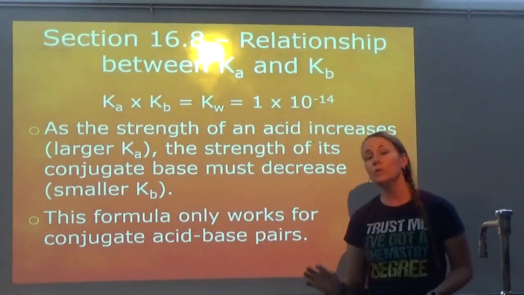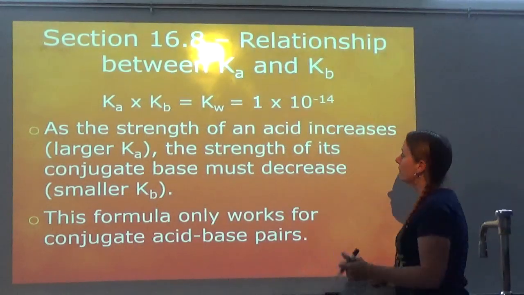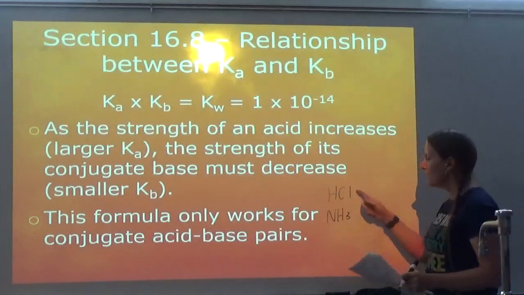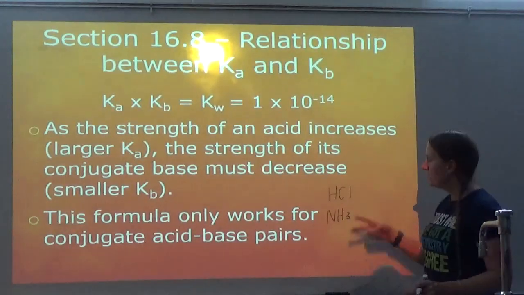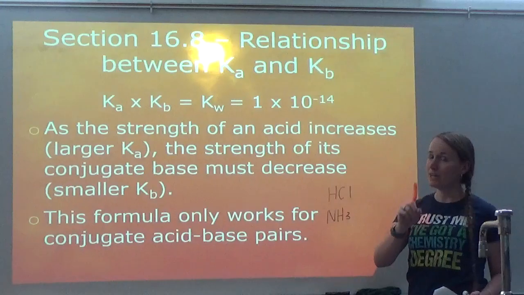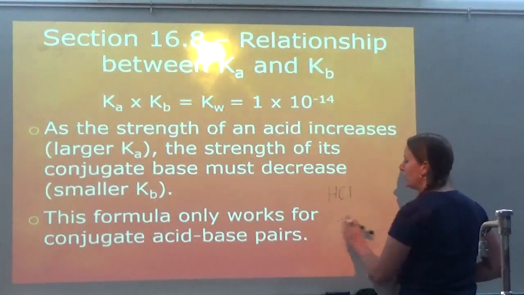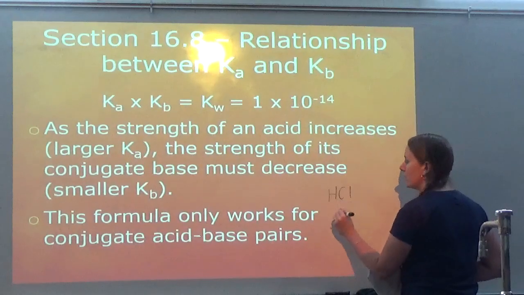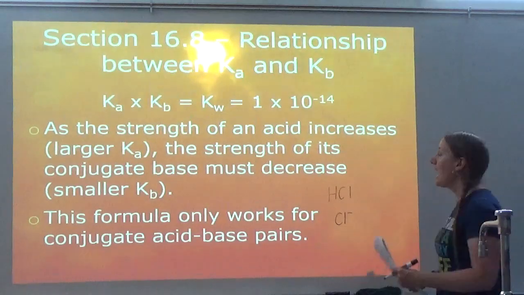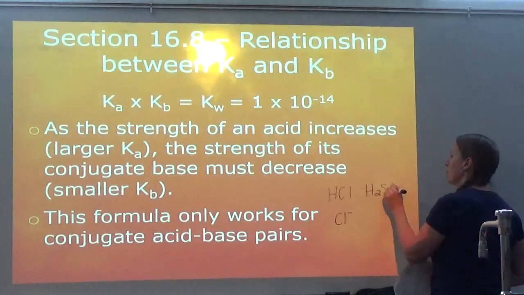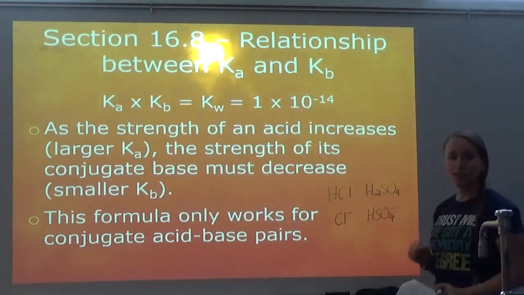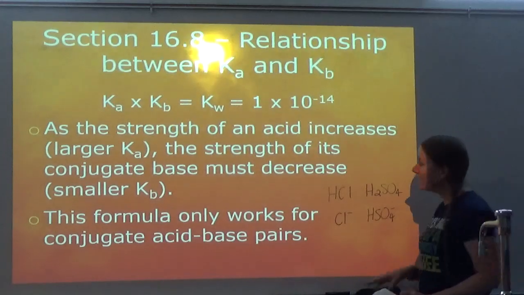This formula only works for a conjugate acid-base pair. So if they gave you HCl and NH3, you can't compare Ka and Kb for those. These are not a conjugate acid-base pair. Remember, you know it's a conjugate acid-base pair because it differs by 1 hydrogen. So for example, I could do this formula for HCl and Cl negative. See, this is a conjugate acid-base pair. I could do it for H2SO4 and HSO4 negative. This is a conjugate acid-base pair. Remember, they differ by only 1 hydrogen.